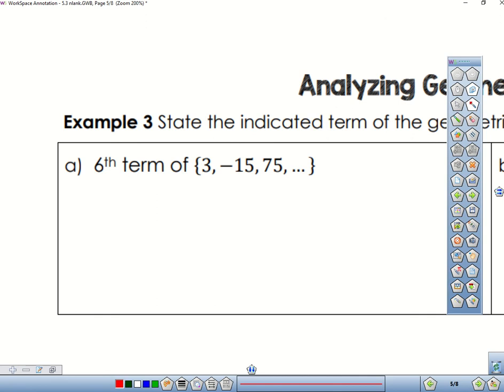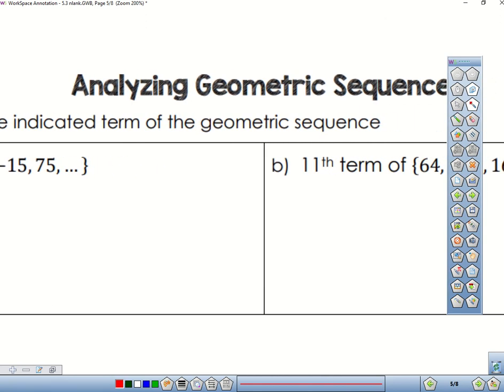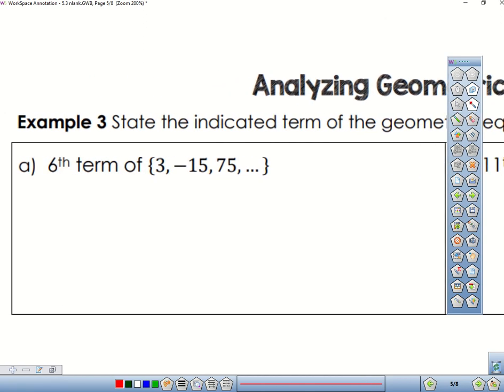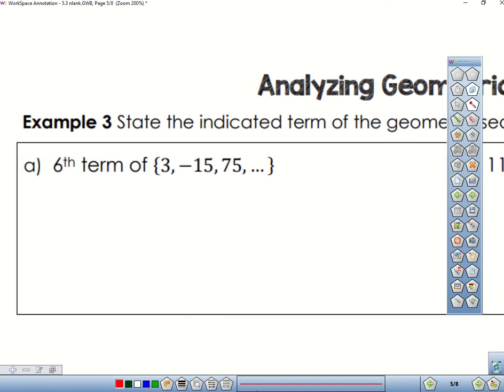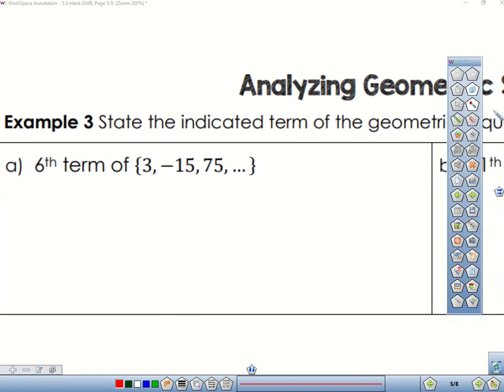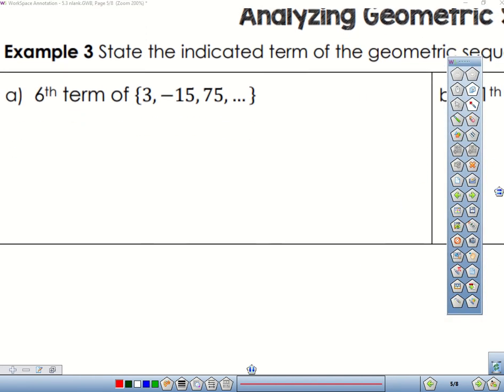So this one says to analyze the geometric sequences and state the indicated term of the geometric sequence. So in this case, they want us to find the sixth term of, and they give us a few terms. And the first thing we're going to do if we want to write an explicit formula, which we're going to have to do here, is to find our first term. And what would our first term be? Good. Once you've identified the first term, you're going to want to find the common ratio. What do you think the common ratio is here?